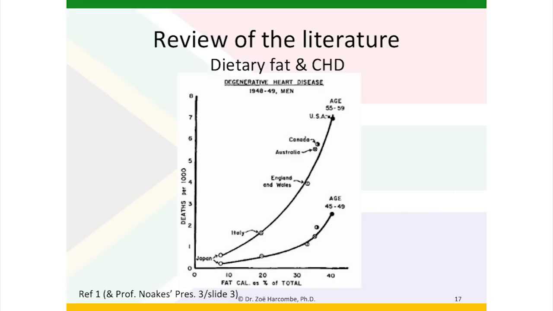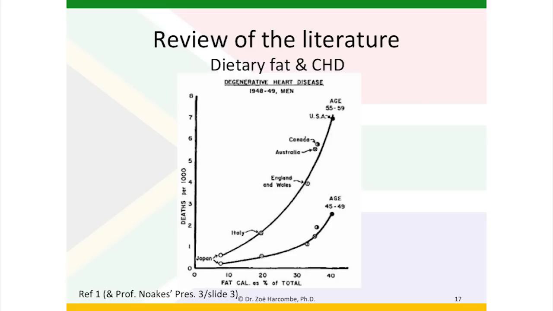Now, this has been shown in Professor Noakes' presentation, his presentation number 3, slide number 3, and it's a chart that's well known for looking at just 6 countries and showing that there was a strong relationship between heart disease in men of a certain age and deaths per 1,000 men in the population, and the fat calories as a percentage of the total diet.